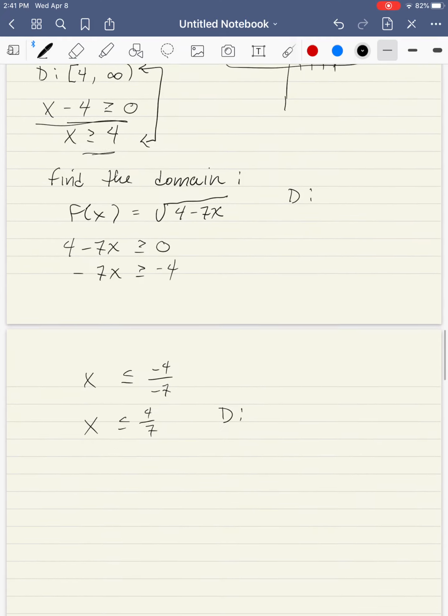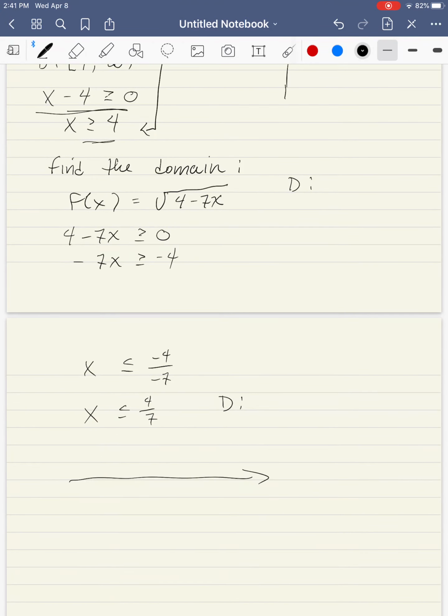If I write that in interval notation, I can think about it on a number line. If I have 4/7, x is all the numbers less than 4/7 over here, including 4/7. So my domain is negative infinity to 4/7, including 4/7. So I have a bracket.